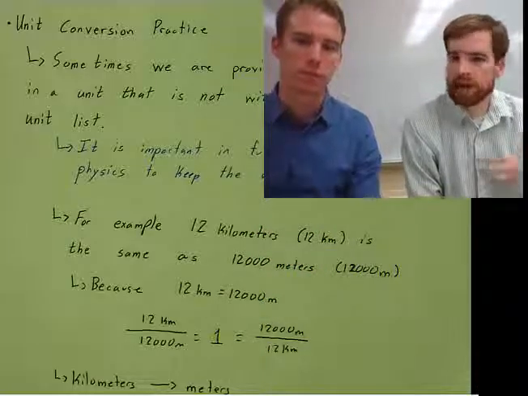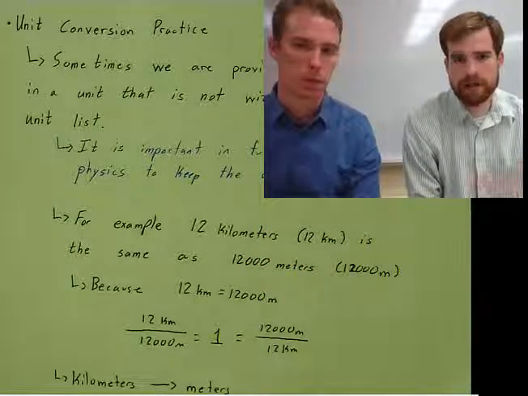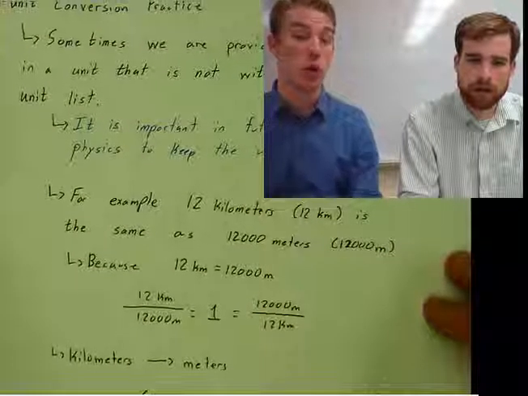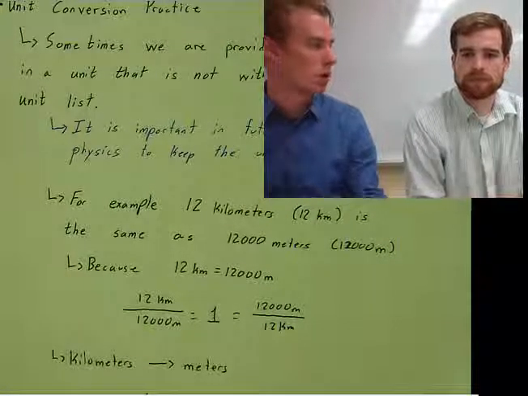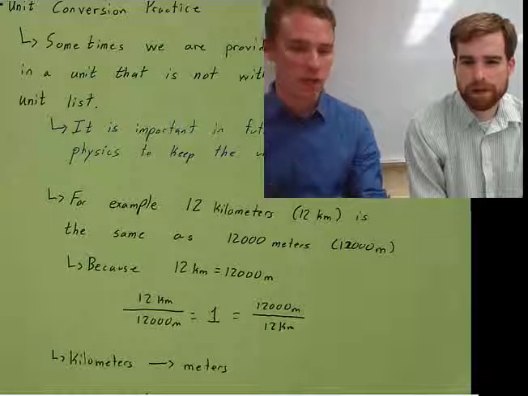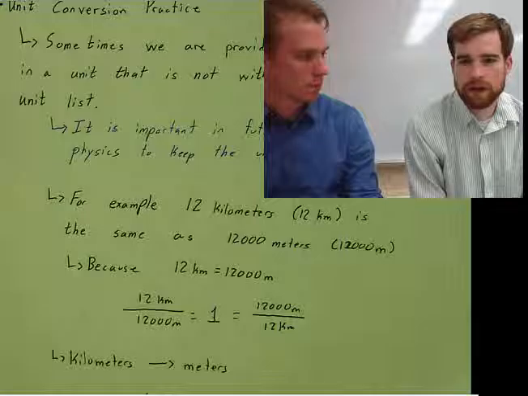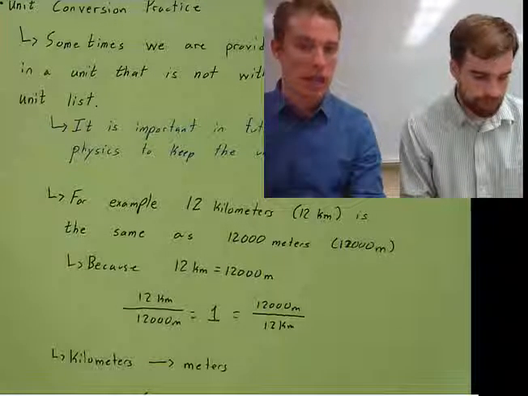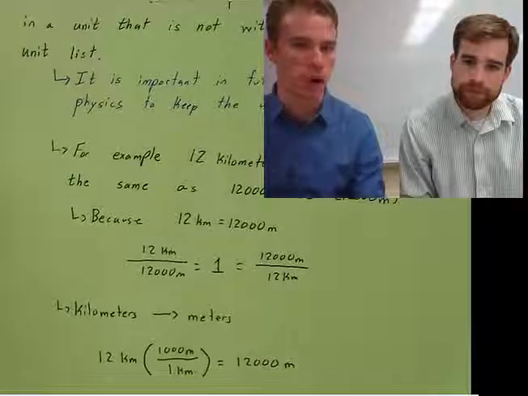You guys have done this in chemistry. You guys have done dimensional analysis. If we talk about 12 kilometers or 12,000 meters, they're the exact same thing: 12 km equals 12,000 m. So is there a way that we can show this mathematically? Yeah, and we're going to carry you through this process.